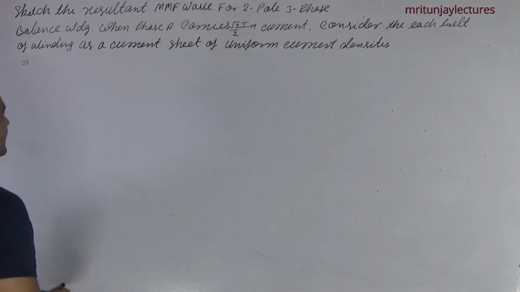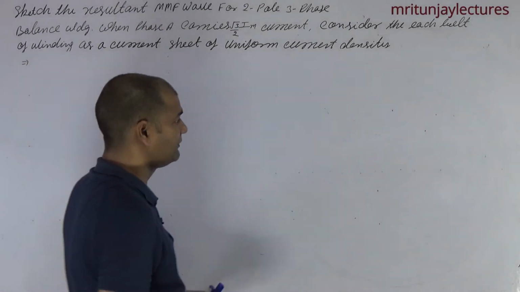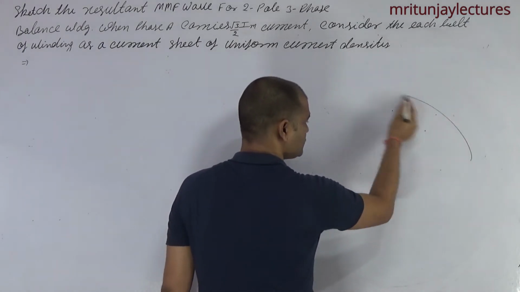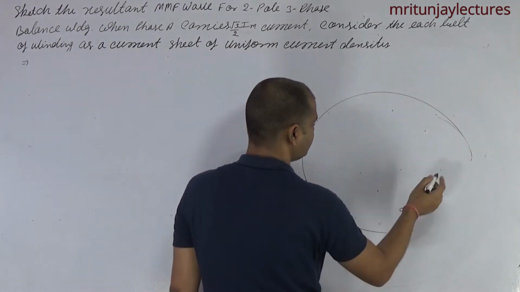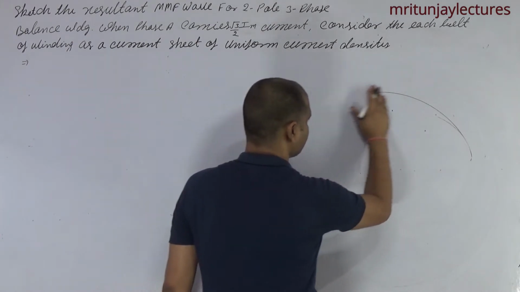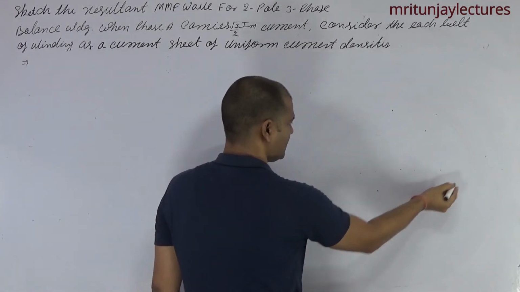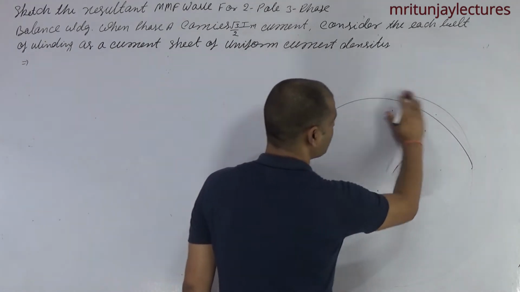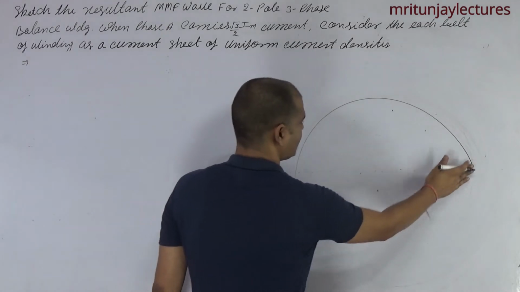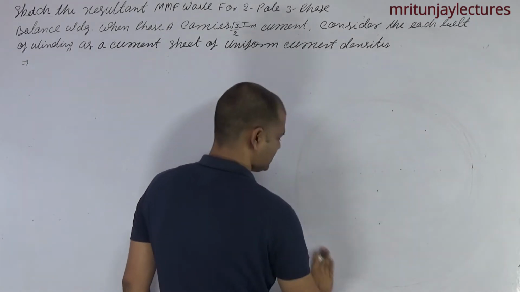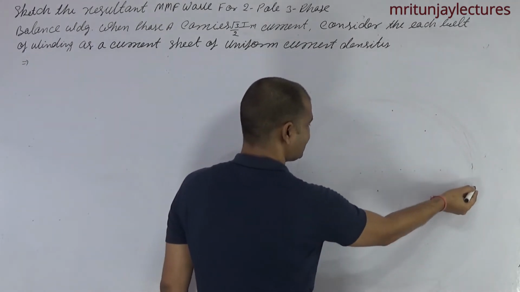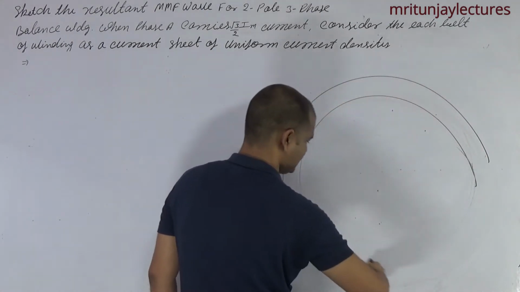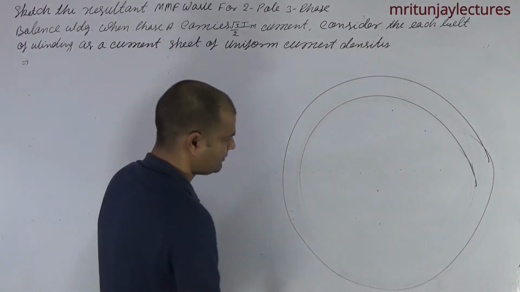Our motto: sketch the resultant MMF wave for a two pole three phase balanced winding. First of all, make a two pole, three phase balanced winding.